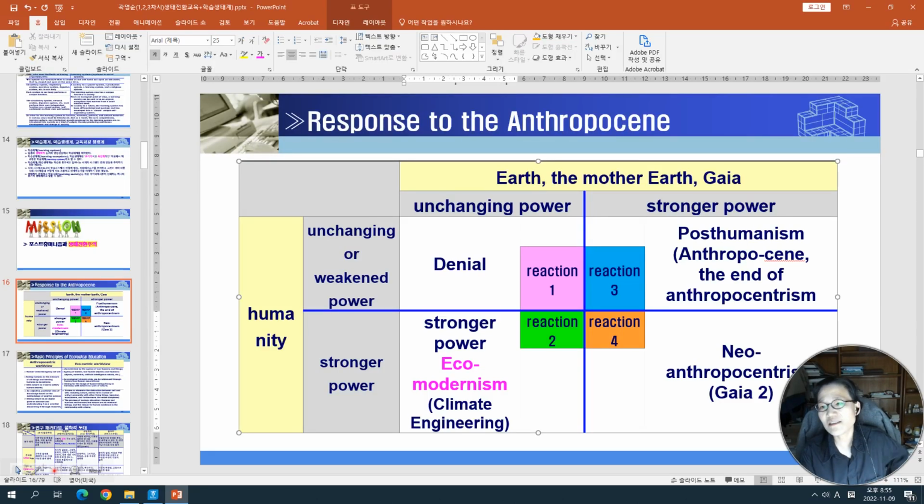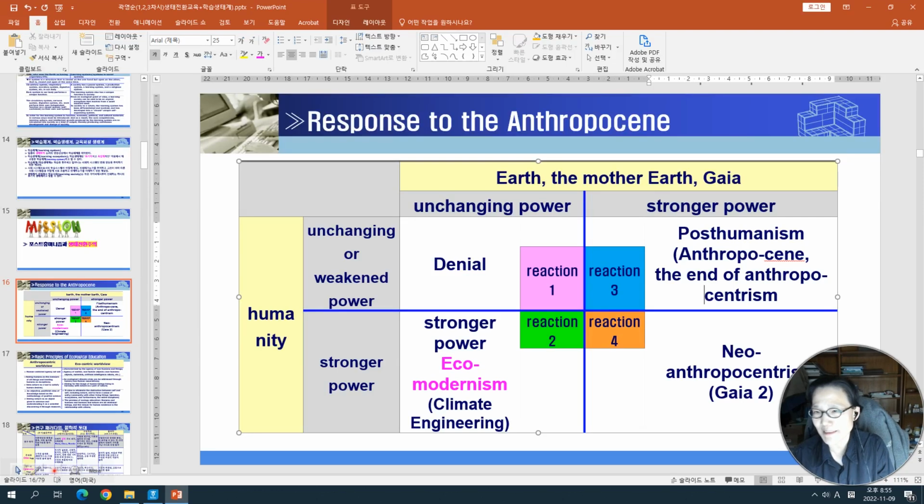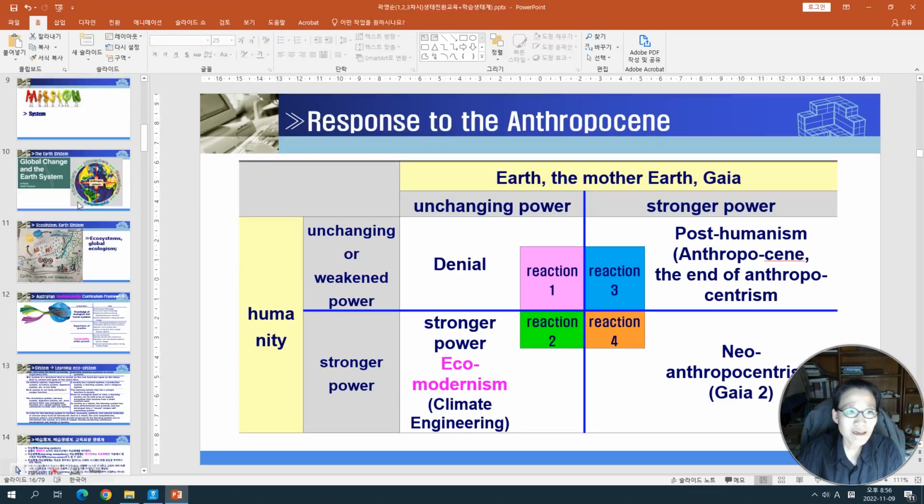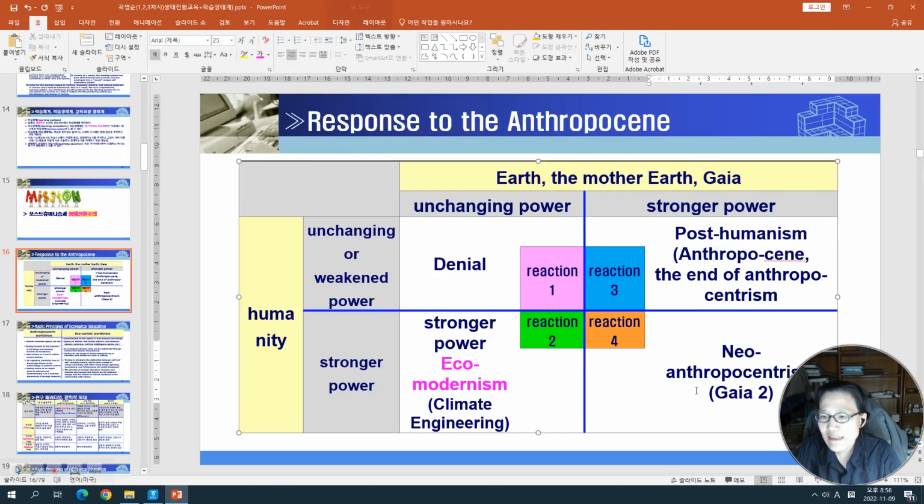The third reaction is about post-humanism. It predicts the end of humankind. They are talking about Anthropocene, right? So in memory of Homo sapiens, we will designate their time as Anthropocene. It's all about post-humanism. There will be other beings, such as a Terran. Remember the Terran, the other beings other than Homo sapiens, right? That's reaction three.